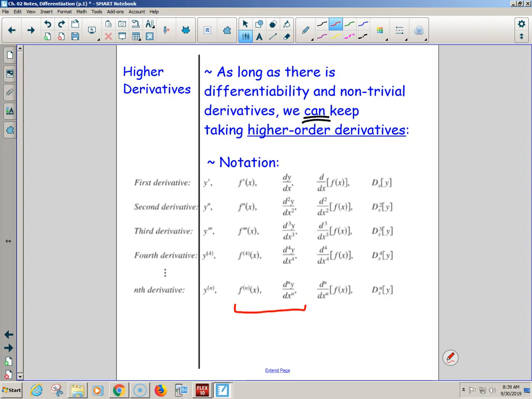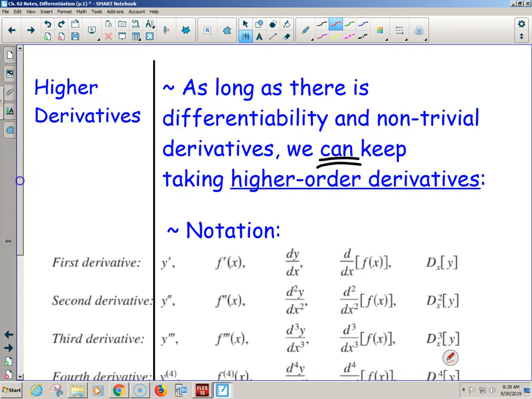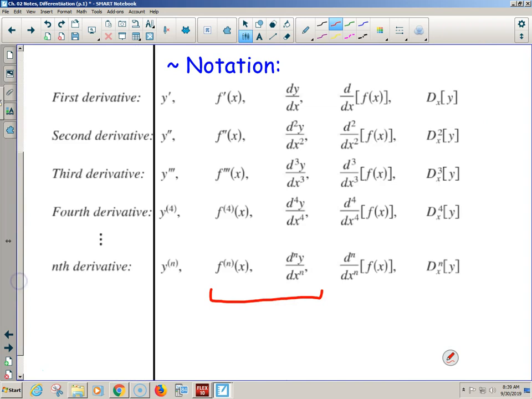I'm going to zoom back in to make sure you saw higher derivatives. We can keep taking derivatives as long as there is differentiability, meaning they exist and they're not trivial. The notation is first, second, third, fourth, and then the nth derivative, however high we need to go. On the AP last year, I think the highest one they saw was 27. There was a pattern, and we should have found it. They didn't have to take 27 derivatives. But y prime, y double prime, y triple prime.